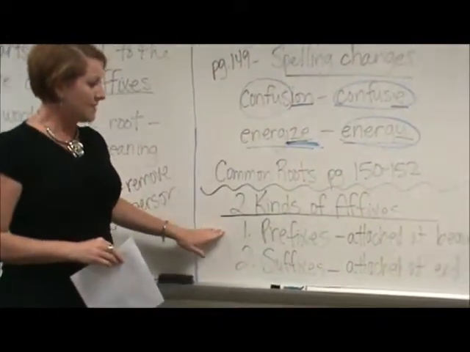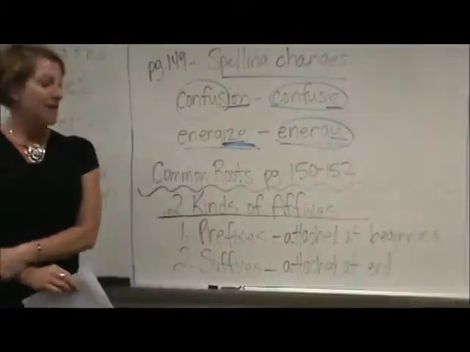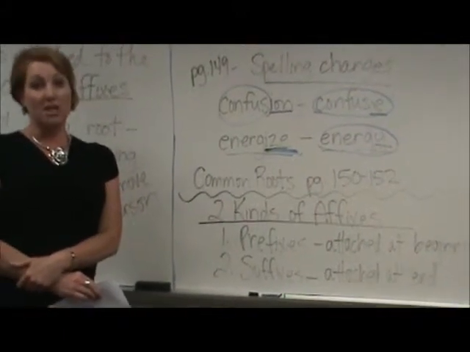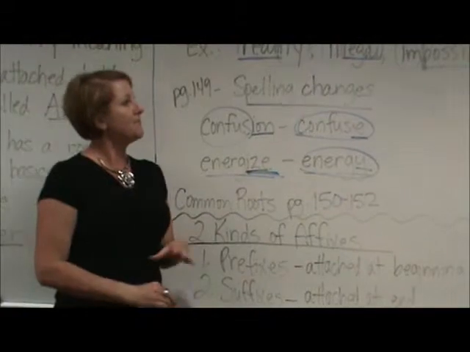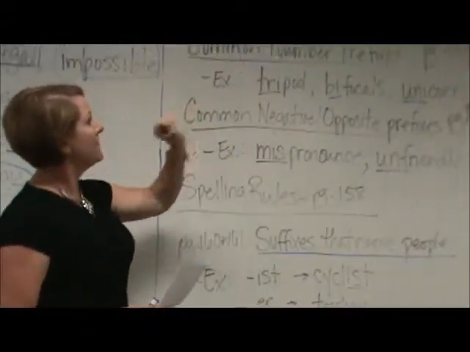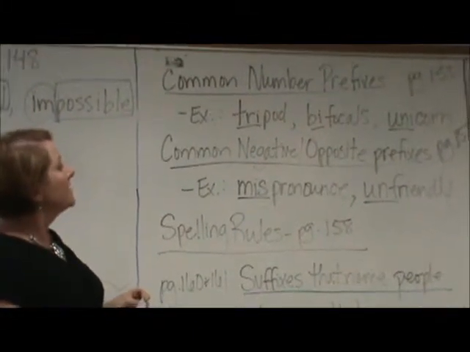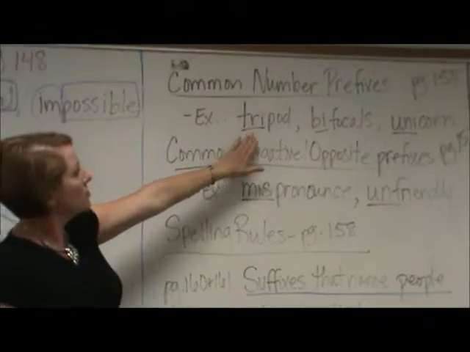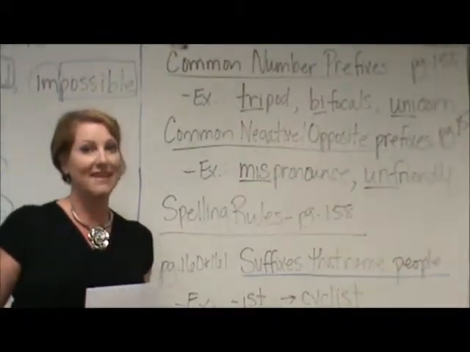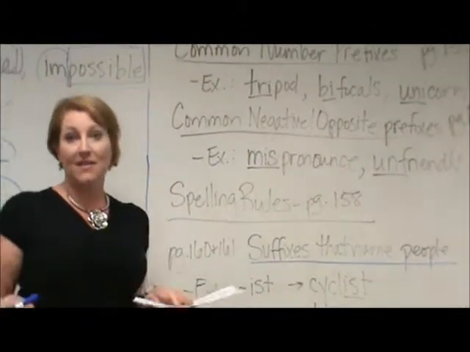Okay, the first kind is prefixes. Those are attached at the beginning of the word. And then there are suffixes that are attached at the end. We're going to talk about prefixes first. All right. On page 155, there is a box of common number prefixes. So some examples are tripod. Anyone know what tri means? 3. Okay, so we know that a tripod is a pod that's on 3 legs.